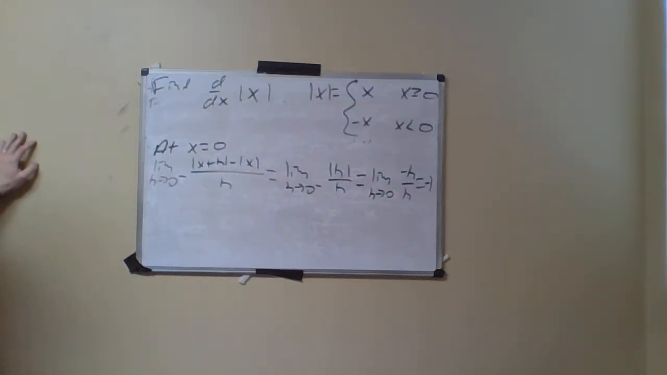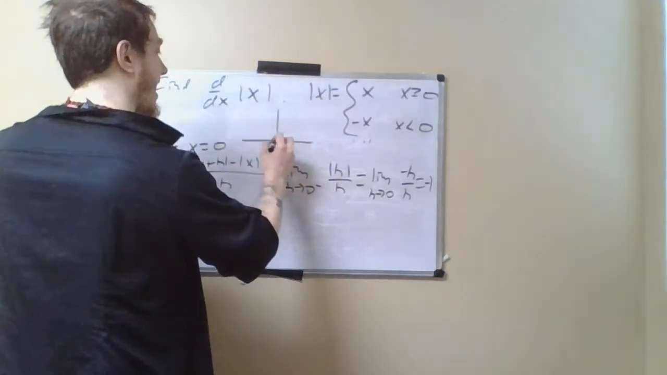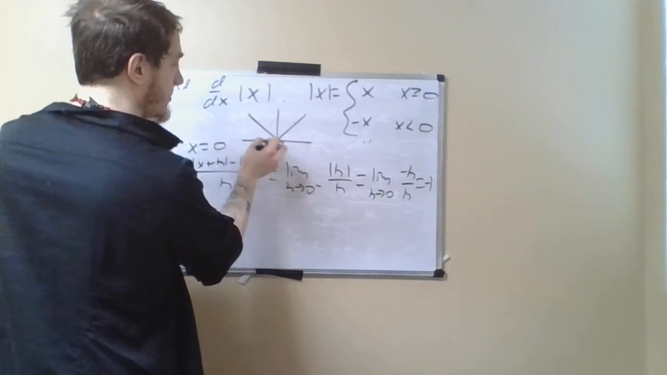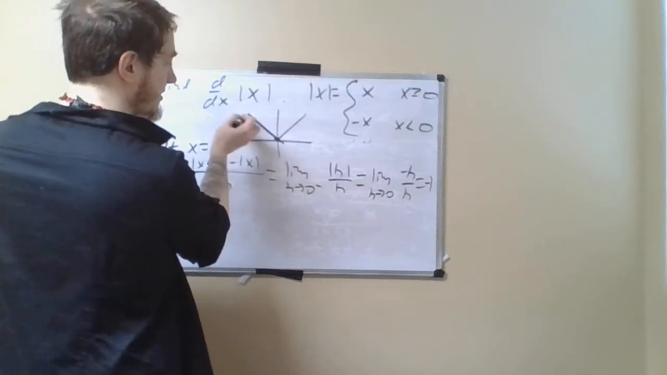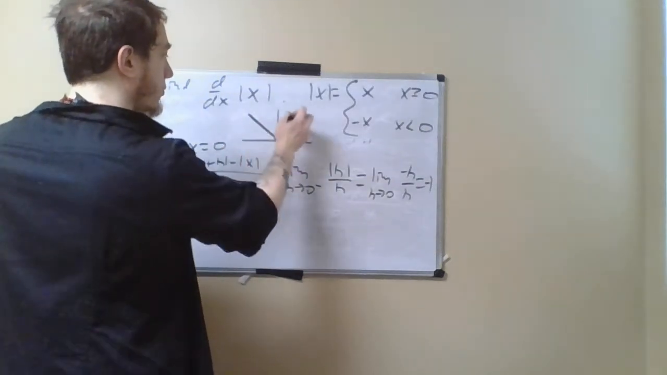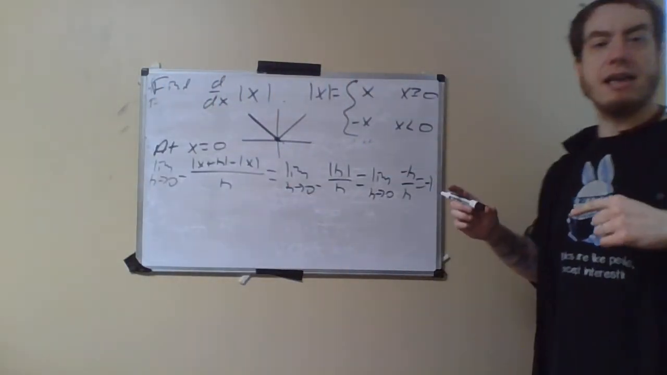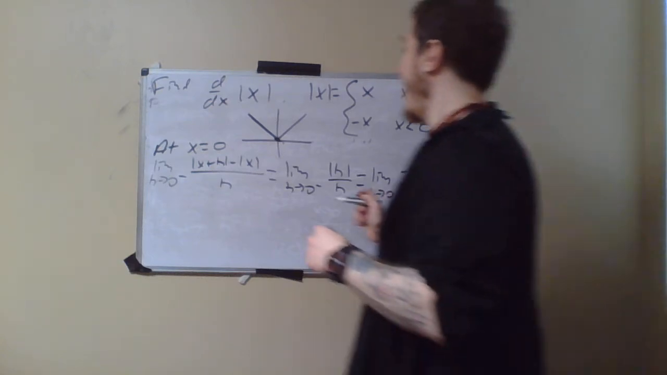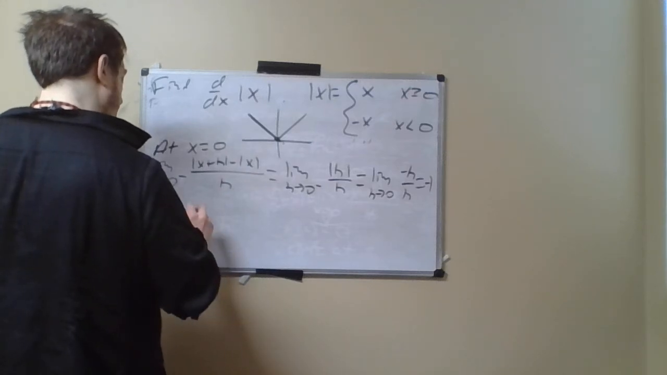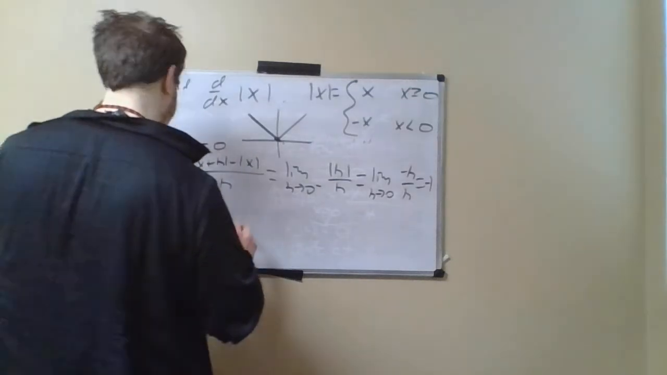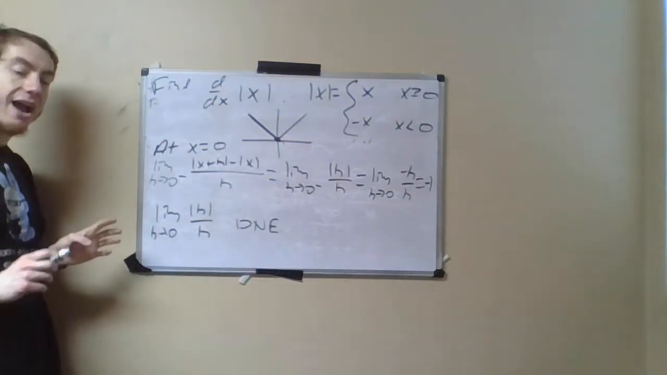They both exist, but they don't agree. And this kind of makes sense if you look at what's going on with the absolute value function. It has this kind of a shape. So if I'm looking at secants over to the left, all of my secants have a slope of negative 1. Over to the right, all of my secants have a slope of positive 1. They don't come in towards the same thing on both sides. And so the limit as h approaches 0 of the absolute value of h divided by h does not exist. It is undefined entirely, in fact.